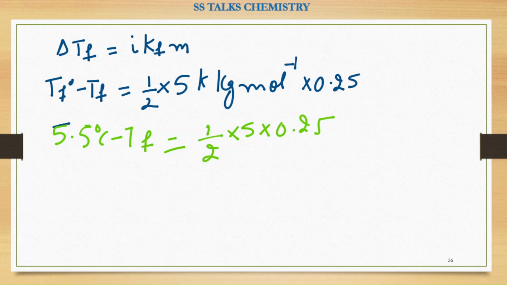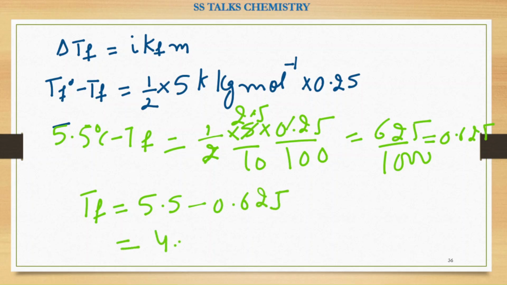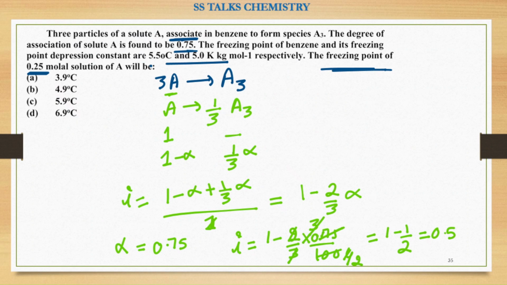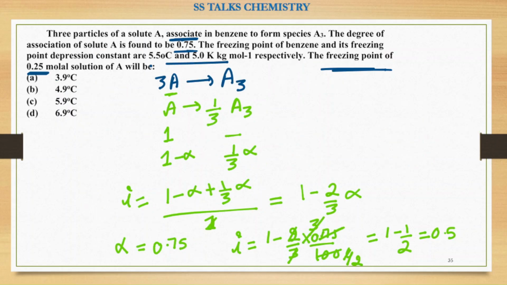Okay, so just solve this. You will get 0.625. Alright, so TF will be 5.5 minus 0.625, which you will get as approximately 4.9. So the correct answer will be option B in this case.